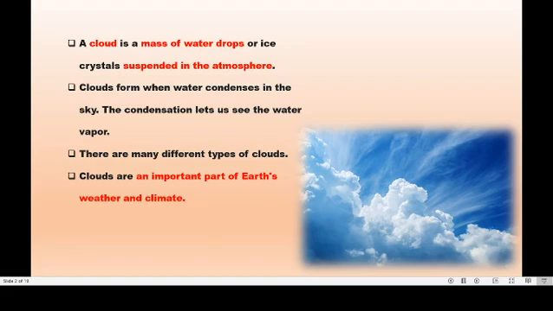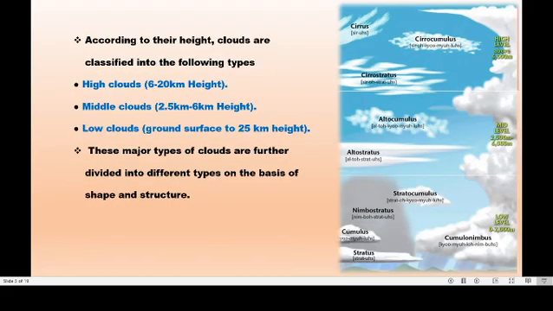And the water droplets of that particular area have different structures and form different kinds of clouds. In that aspect, clouds play the most important part in the Earth's weather and climate. According to the height of the clouds, they are differentiated into three different types: high clouds, middle clouds, and low clouds. They are differentiated on the basis of height, and even at a particular height, they are differentiated on the basis of shape and structure.